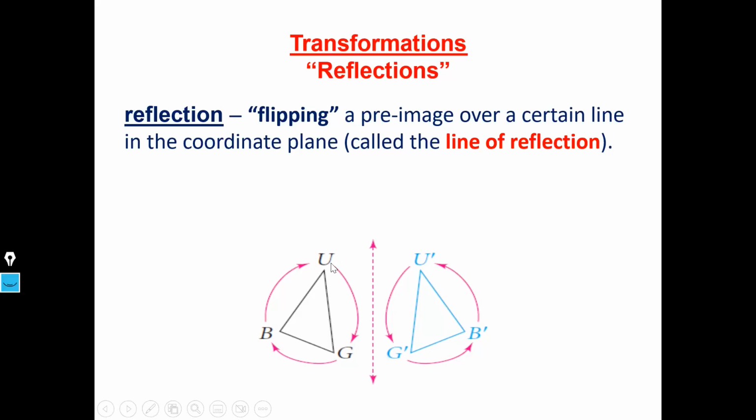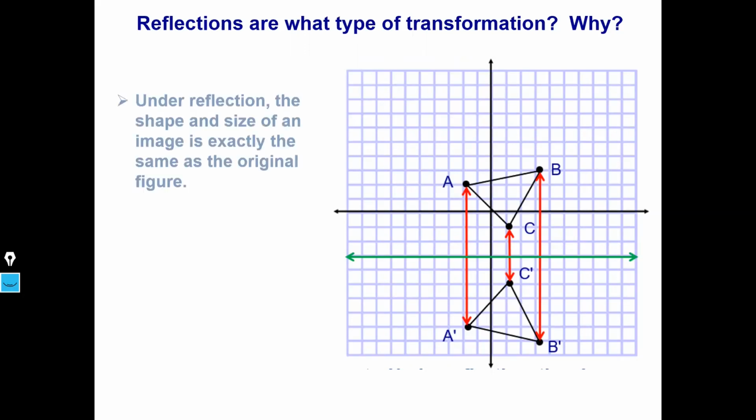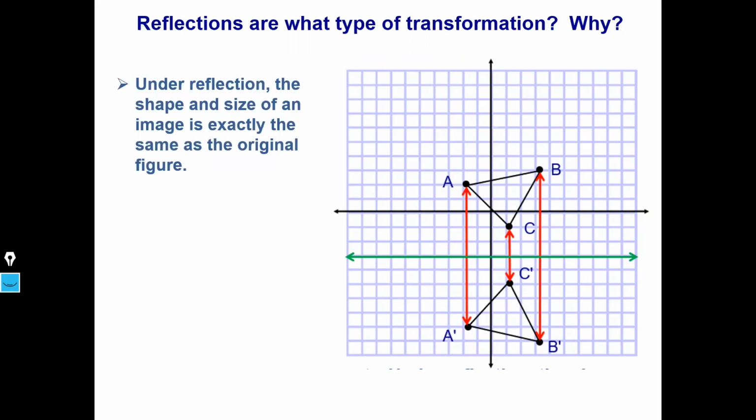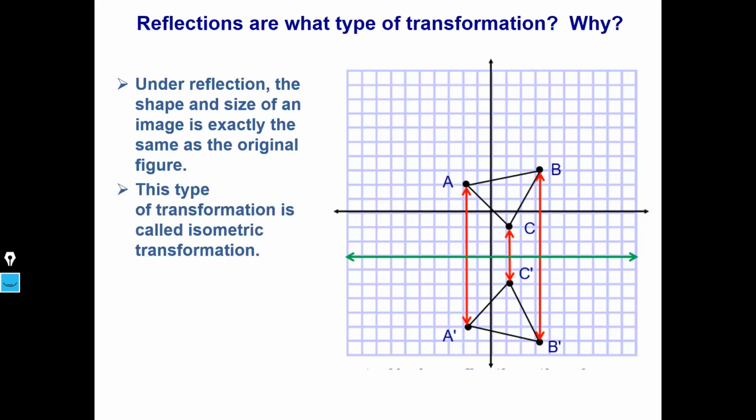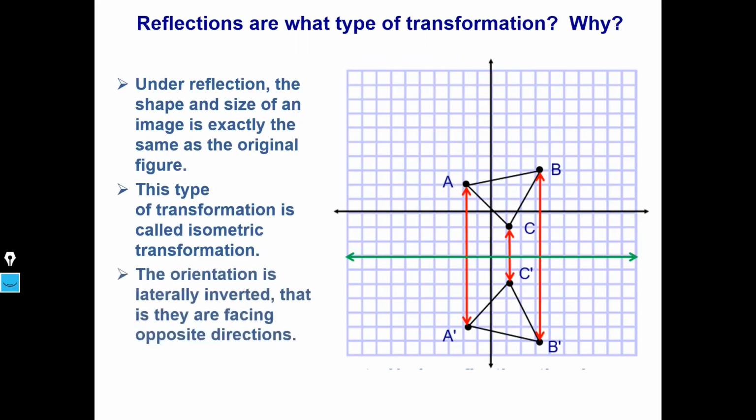BGU is the pre-image, and when it is reflected along this line to the other side, the image becomes U dash, G dash, and B dash. Reflection is what type of transformation? Under reflection, the shape and size of an image is exactly the same as the original figure. This type of transformation is called isometric transformation. The orientation is laterally inverted. That is why they are facing opposite directions.